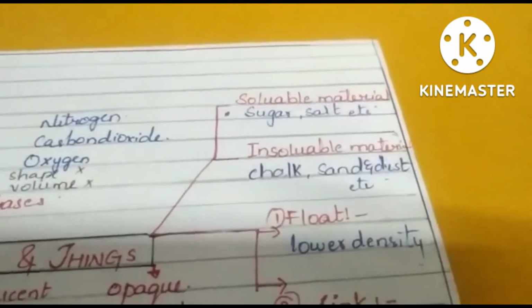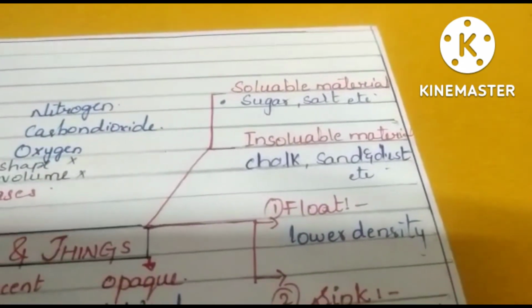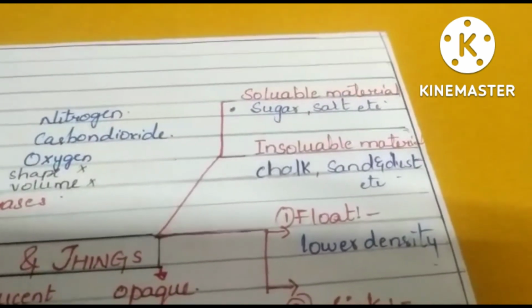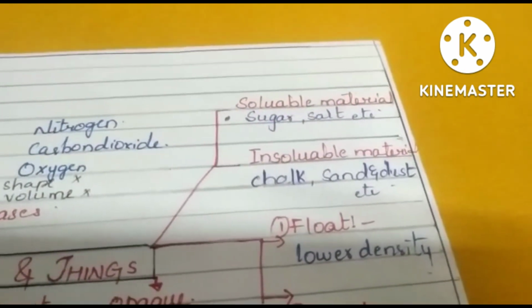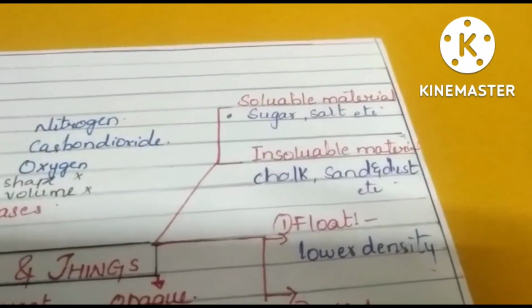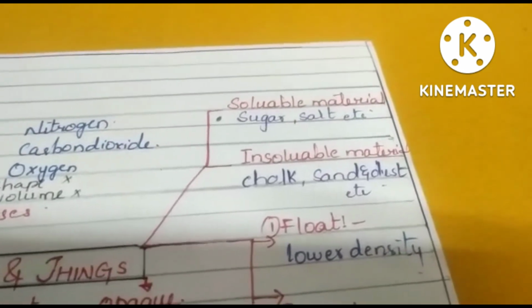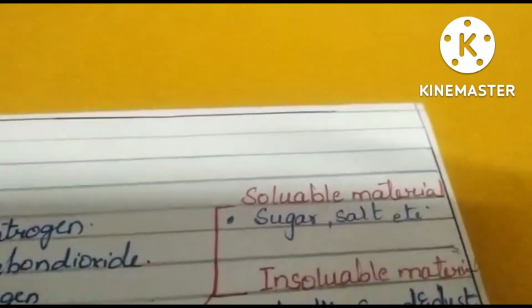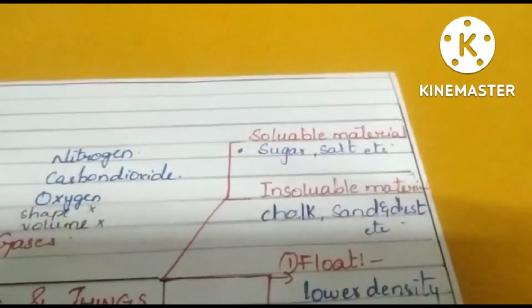And next, suppose I give you a powder of chalk and I ask you to mix it in the glass of water, will it get mixed? Will it get dissolved? No, right? So this is called insoluble materials, like chalk, sand, dust are called insoluble materials, whereas the soluble materials are sugar, salt, etc.